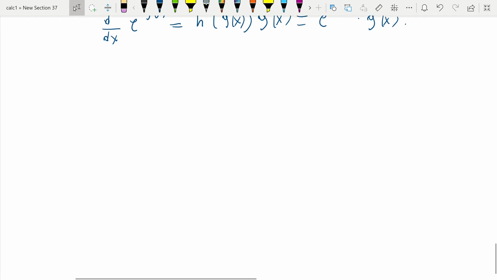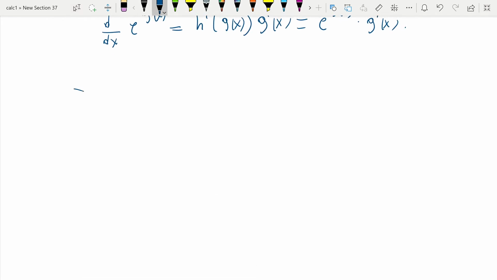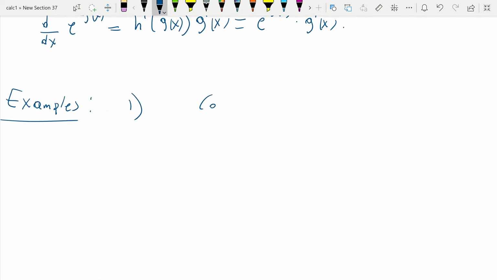So looking at some examples. With the first one, let's suppose that we want to find the derivative of cosine of x to the 100. So if f of x is equal to, let me write this here.